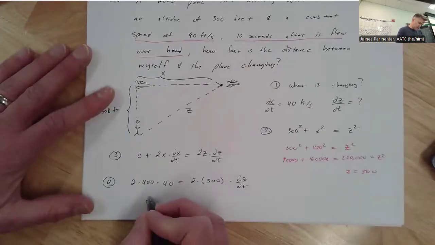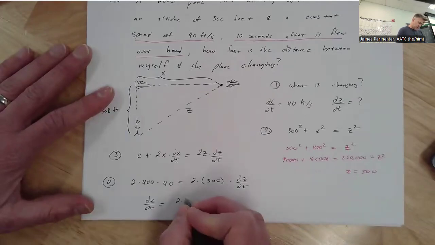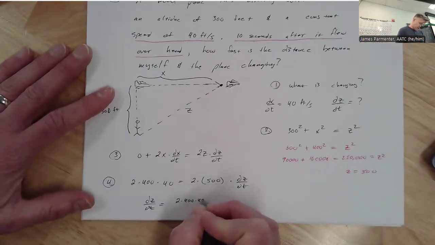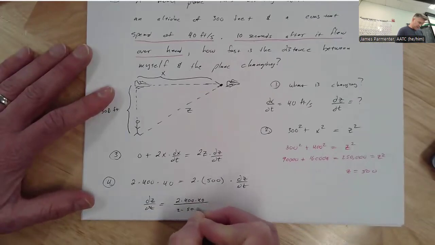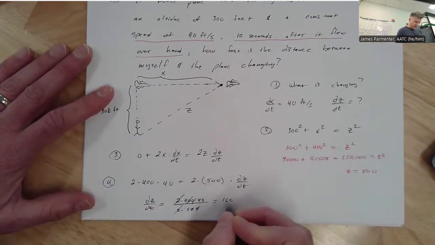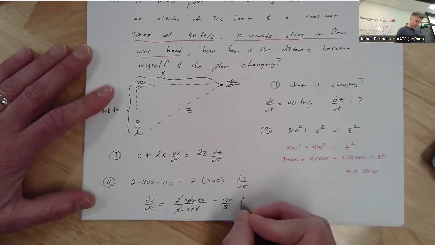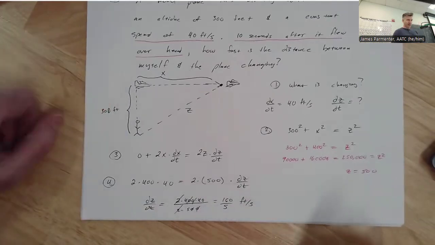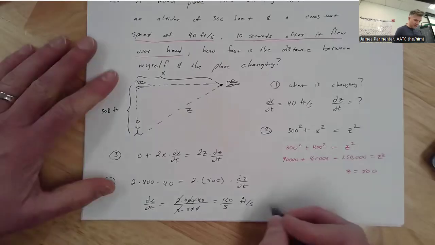So we get dz/dt is equal to 2 times 400 times 40 divided by 2 times 500, and we should make this simpler. The 2's cancel. 400 over 500 reduces to 4/5. So we get 4 times 40, so 160 divided by 5 feet per second. I guess 160 divided by 5 is something we could calculate. That's 32 feet per second.